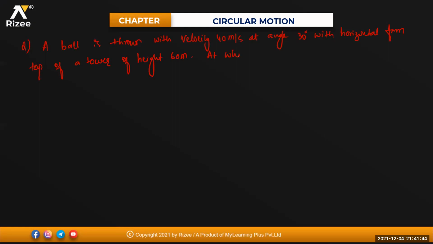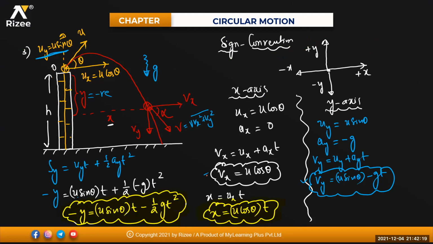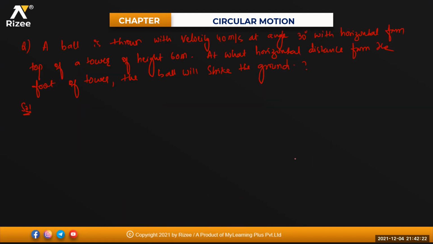Now the question is, at what horizontal distance from the foot of the tower will the ball strike the ground? The ball is thrown with a velocity 40 meter per second at an angle of 30 degrees with horizontal from the top of the tower. Here you are throwing with a velocity u, making an angle theta. Same condition here.